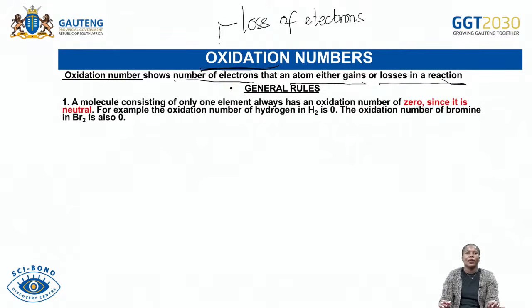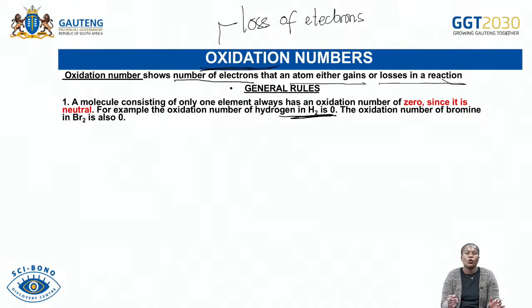Rule number 1 says a molecule consisting of only one element has an oxidation number of 0. That is a very important rule. A molecule consisting of only one element has an oxidation number of 0, since it is neutral overall. Let's give an example so that we don't forget this rule. For example, if we have two atoms of hydrogen in this case, that means that it will be 0.